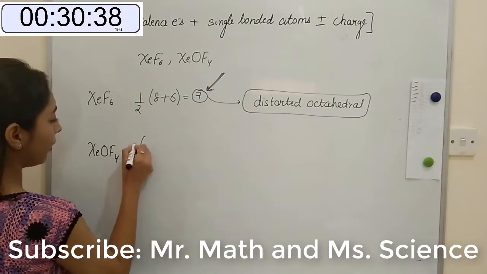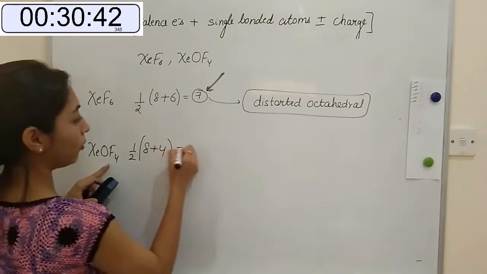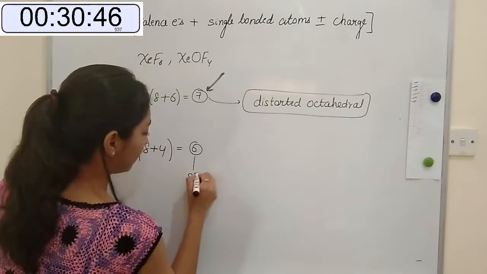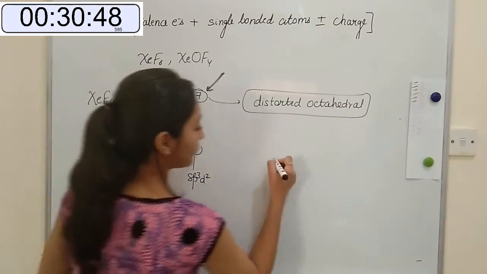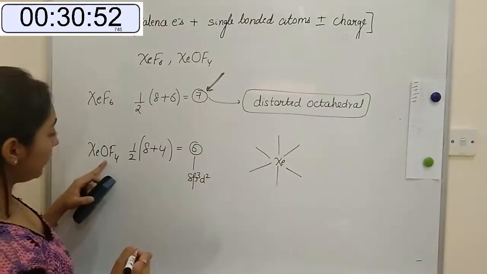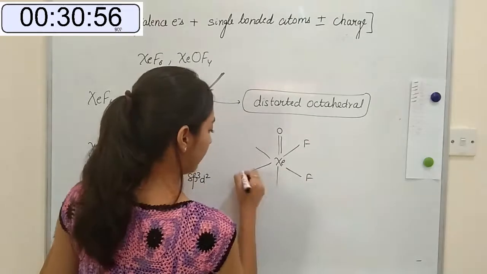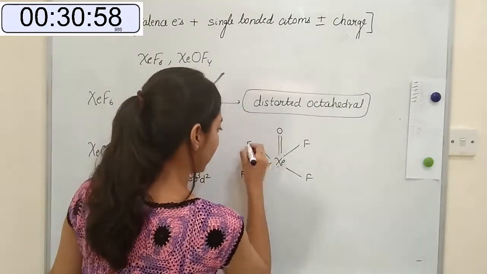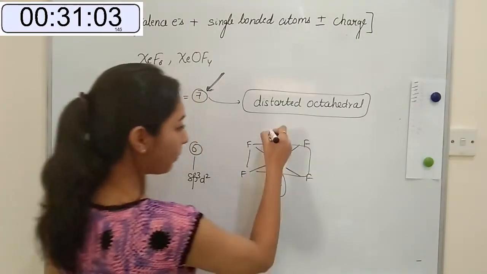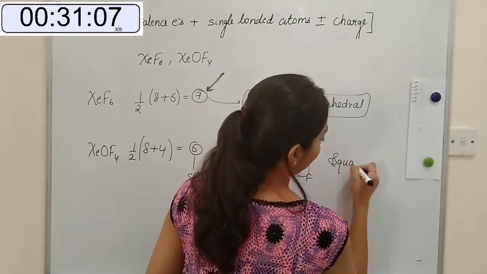Let us move to XeOF4. So we have half, again 8 plus 4. Oxygen is 0. 8 plus 4 will be 12. 12 by 2 is 6. 6 means sp3d2. So it should be, let me first draw. Now XeO, one oxygen forms a double bond and fluorine is there. And let us draw this as a lone pair. Okay, again this is a square but a pyramid is formed on the top. So the shape is square pyramidal.